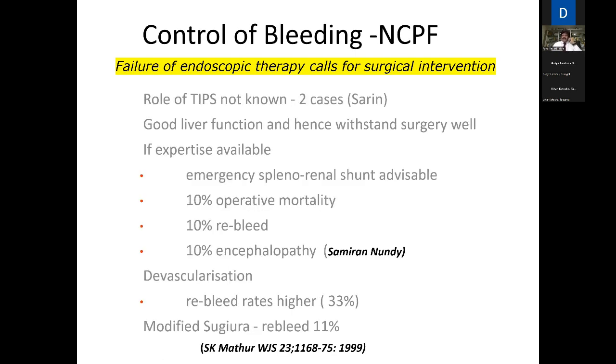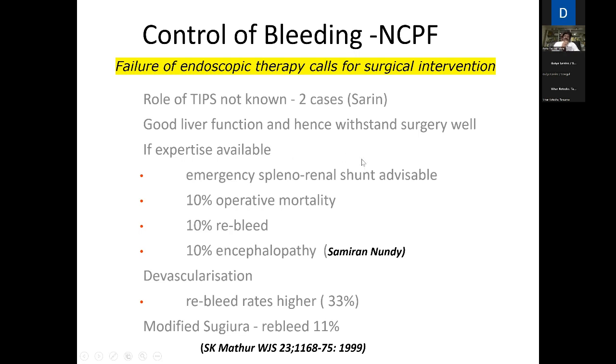In patients with non-cirrhotic portal fibrosis who have a slightly enlarged liver, massive splenomegaly and severe hypersplenism, their bleeds are really massive. When they vomit, quite often they succumb to the vomiting. And these people tend to have good liver function and can withstand surgery well. TIPS, again, has not been practiced in this group of patients. If expertise is available, you have to do what's called an emergency splenorenal shunt.